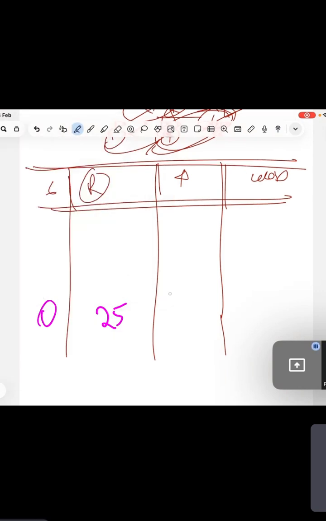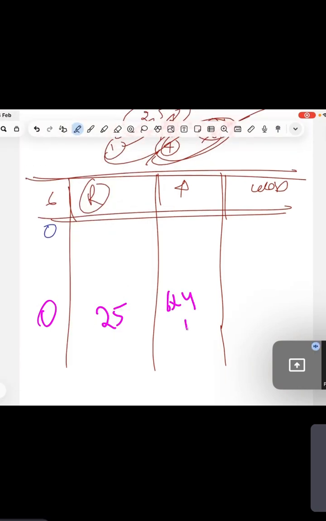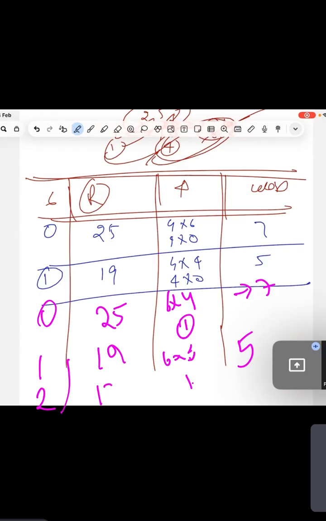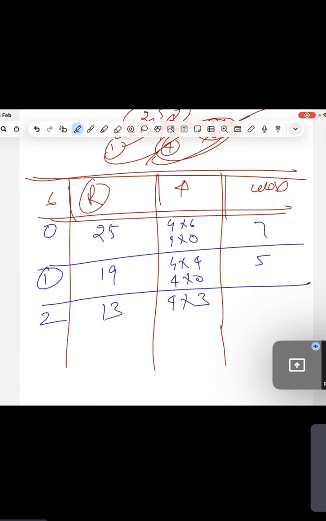Now see, suppose I have taken zero 6s. So I have 25 runs. How many 4s maximum can I take? 6. But it may be that I take not even a single 4, so 7 ways total. Then let's increase to one 6. The remaining number is 19. How many 4s maximum? 4, but maybe none, so 5 ways. Then two 6s, remaining 13. Maximum 4s is 3, maybe none, so 4 ways.